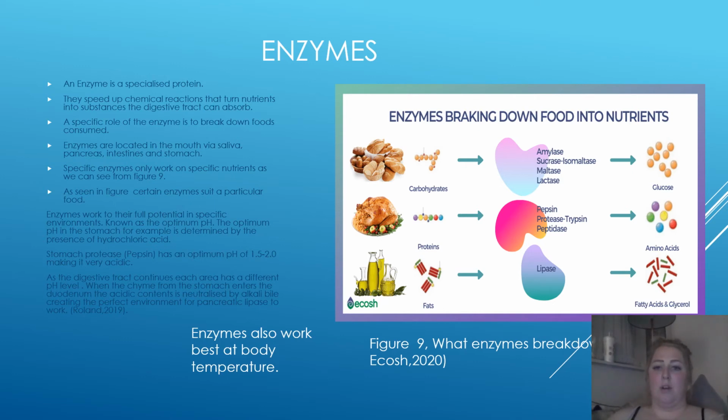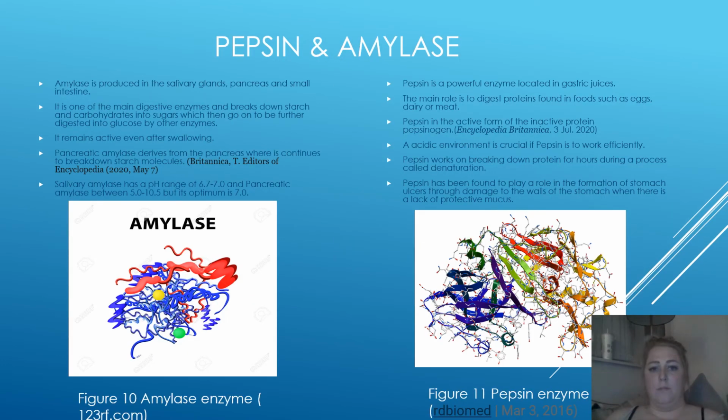We can see in Figure 9 the nutrients and the enzymes in which they break down into the more soluble forms. In particular, we decided to look at pepsin, which is a powerful enzyme located in gastric juices. The main role is to digest proteins found in foods such as eggs, dairy or meat, and as an inactive form it is known as pepsinogen.